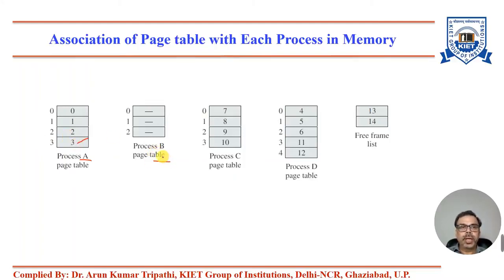Process B does not have the mapping, so its page numbers 0, 1 and 2 are shown as blank. Then for process C, page numbers 0, 1, 2 and 3 have the frame numbers 7, 8, 9 and 10 respectively, and so on. So there should be a mapping from page number to frame number.